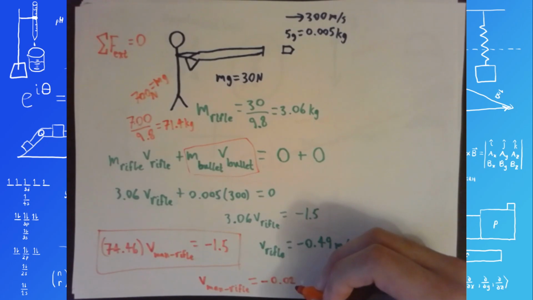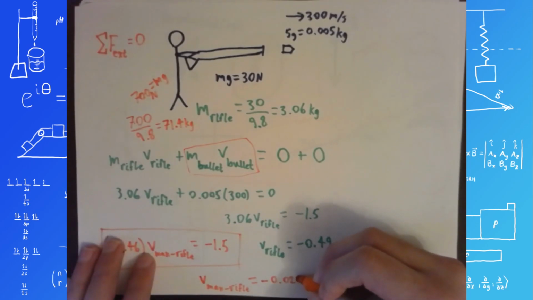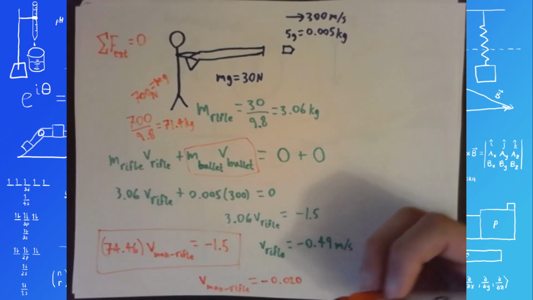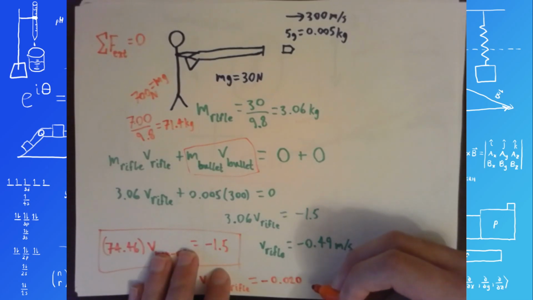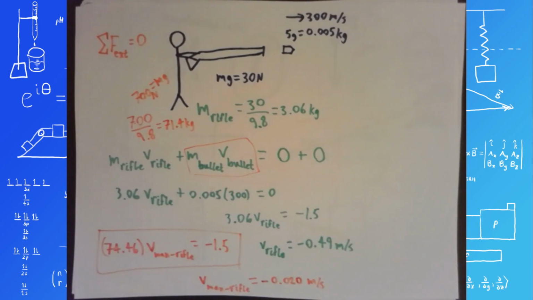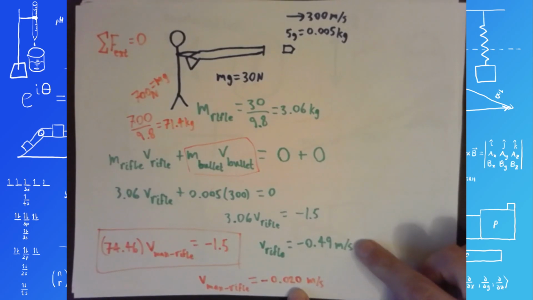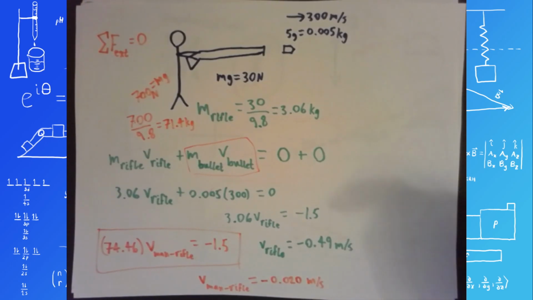And I guess if I want another digit, the next digit is still a 0. Negative 0.020 meters per second. And again, since it's asking for speed, I would drop the negative and just report my final answer as 0.02 meters per second, which is quite the dramatic change from the negative 0.49 we had earlier.